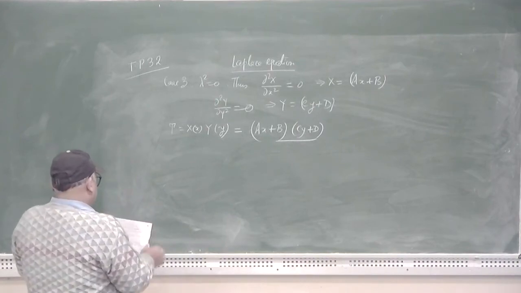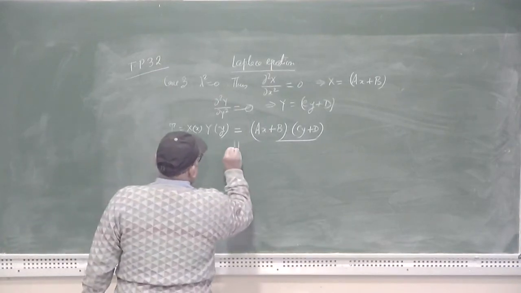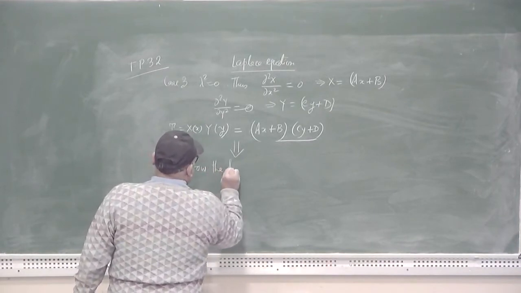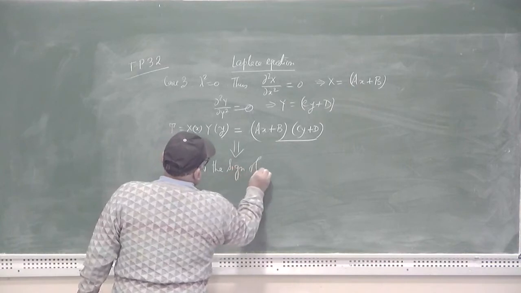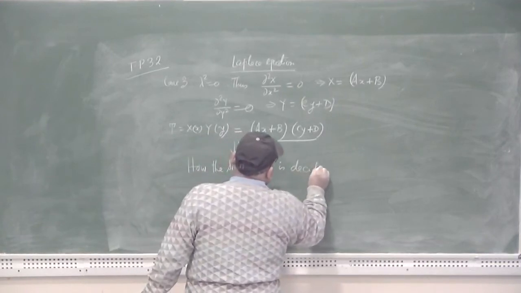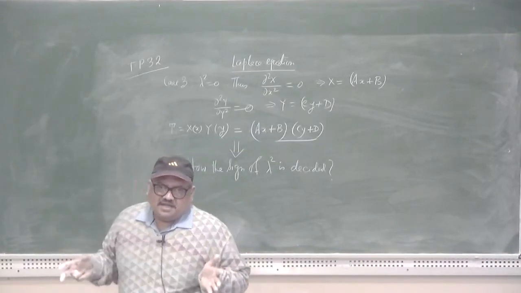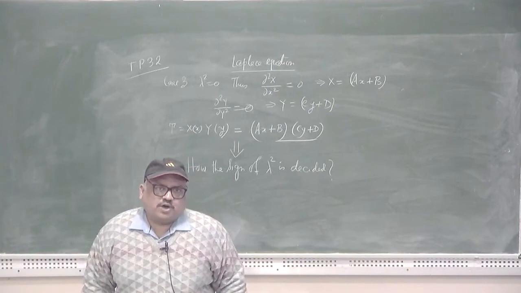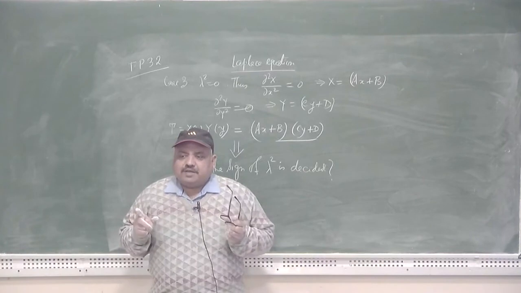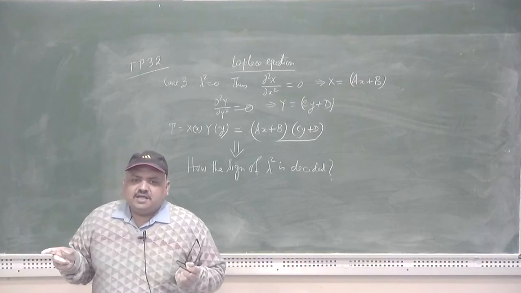Now, the question arises: how is the sign of lambda square decided? This is the first and foremost task, that you should have an idea about the sign of this lambda square, because unless you know the exact nature of the value of lambda square, you cannot impose a solution for a given case.